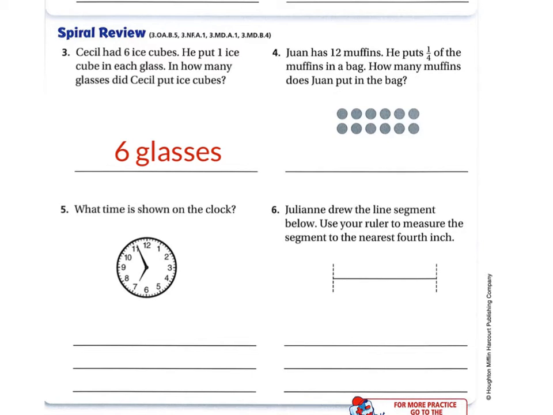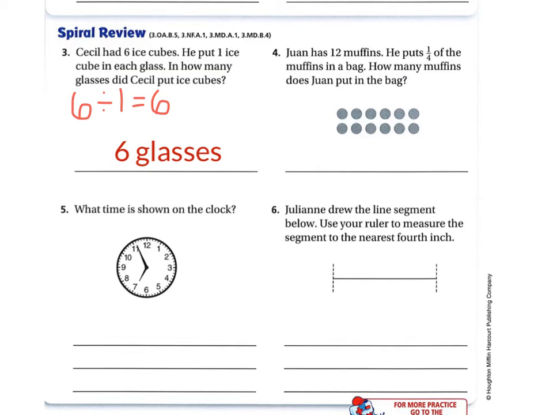Okay, number 3 is a division problem. If Cecil has 6 ice cubes and he wants to put 1 ice cube in each glass, that's 6 divided by 1, 6 ice cubes divided by 1 in each group. Our answer is 6. We would need 6 glasses. If we put 1 ice cube in a glass and there are 6 ice cubes, we would need 6 glasses.